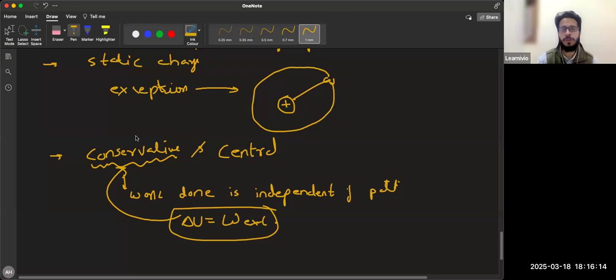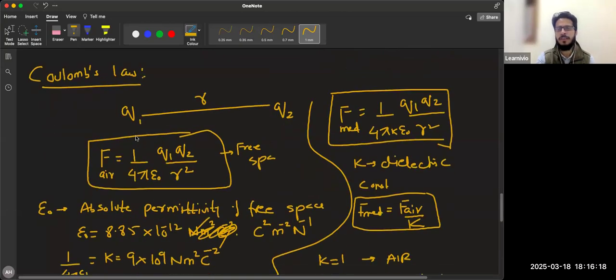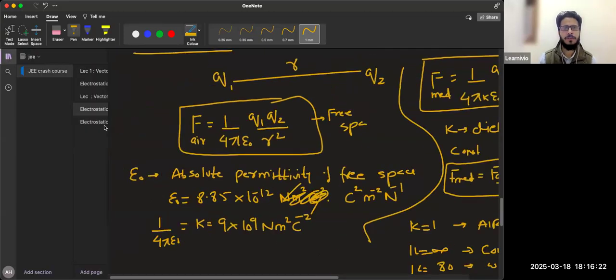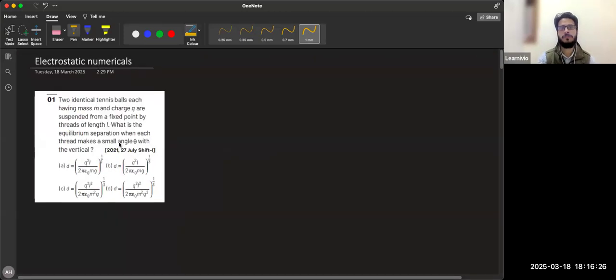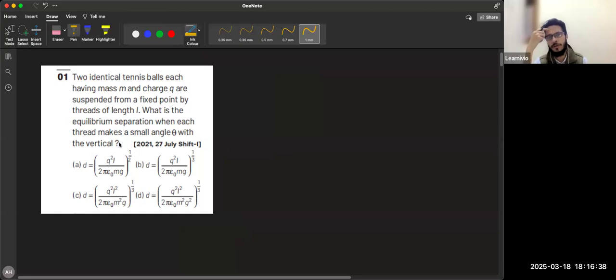So electric force is both conservative as well as central. So I don't think there is anything that needs to be written. Let's start with the problems. Let's start with the first question. At least draw the rough sketch. I'm sharing the sheet with you. No need to write the entire question. Just draw the rough sketch of the question. Then we'll solve it together.